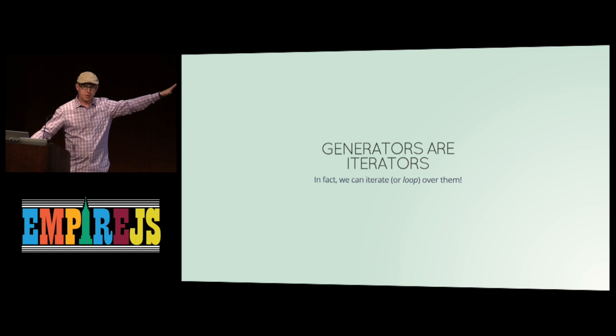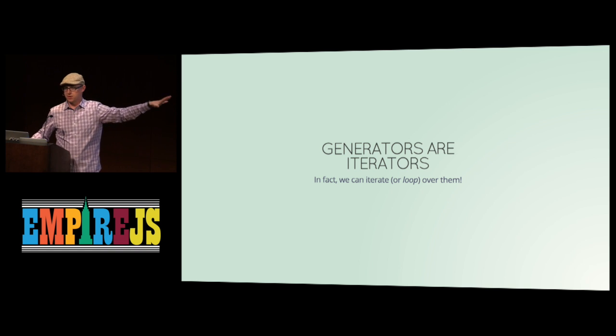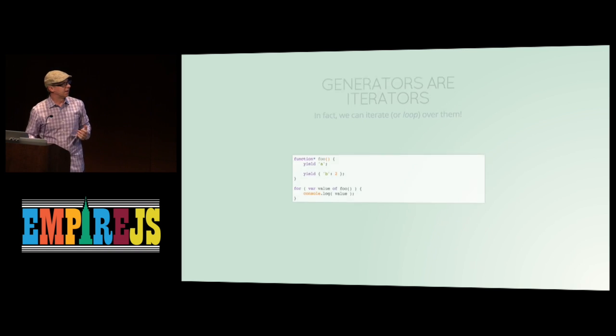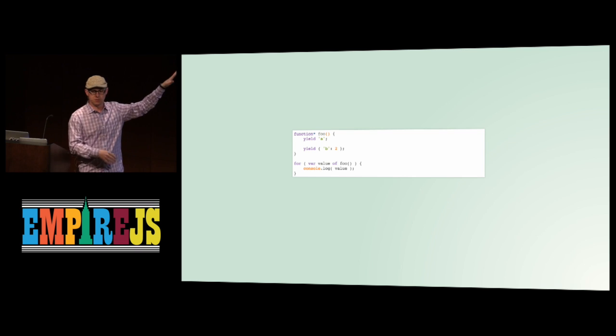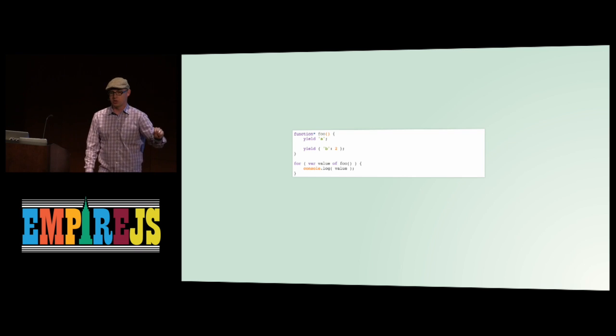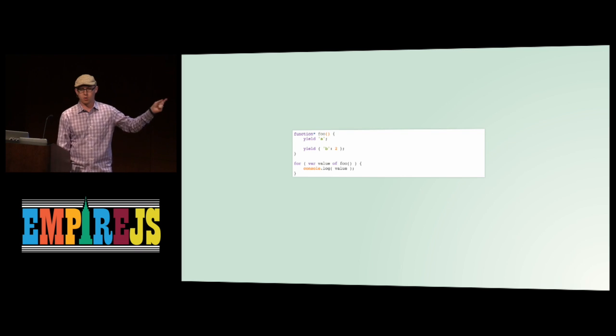Because they're iterators, we can actually loop over a generator function. So we're going to loop over a function, and that basically looks kind of like this in the most simplistic case. You can see we've got those two yield statements still, and we have another construct in ES6, which is the for of loop.